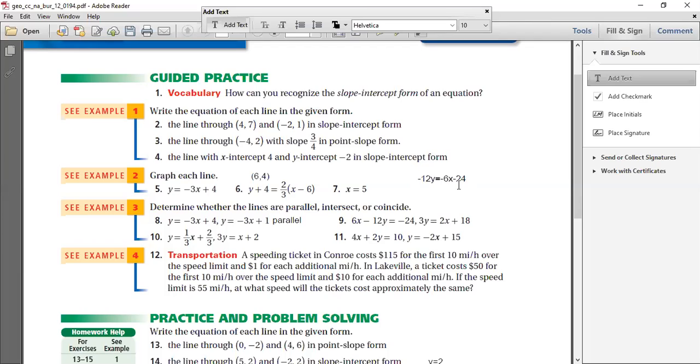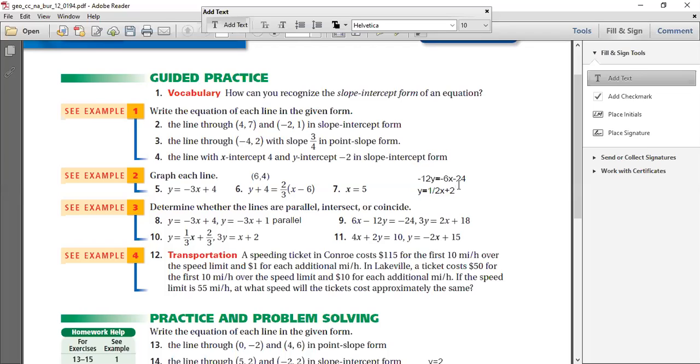Let me write it clearly. So I will divide both the sides with negative 12. Okay, so y is equal to negative 6 divided by negative 12. So negative will go off, but 6 divided by 12 will give me 1 over 2x. Then again, negative 24 divided by negative 12. Again, the negative will go away. That will give you a positive 2.